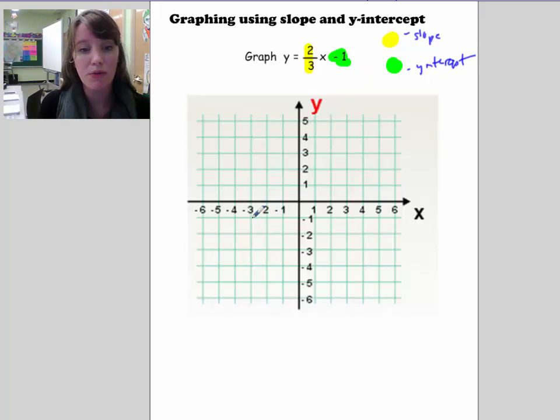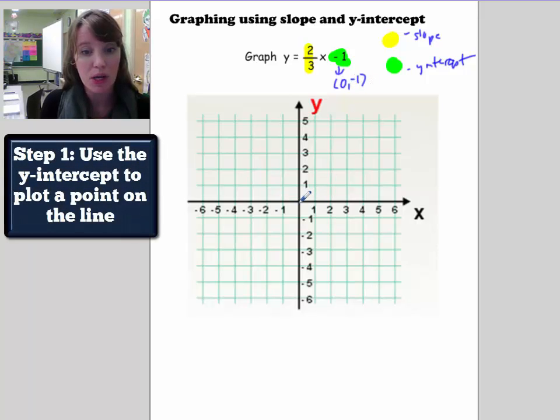Now, step number 1 for graphing it is actually just to use the y-intercept, and remember that the y-intercept is a coordinate. Right? The y-intercept is the y value when the x-coordinate is 0. So we can just translate that into the coordinate 0, -1. So from the origin, I go 0, left and right, and I go down by -1. So this is a point on the graph right here.